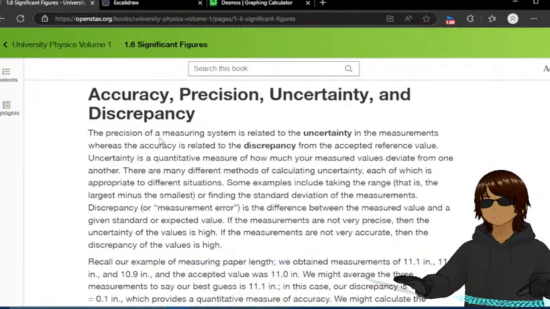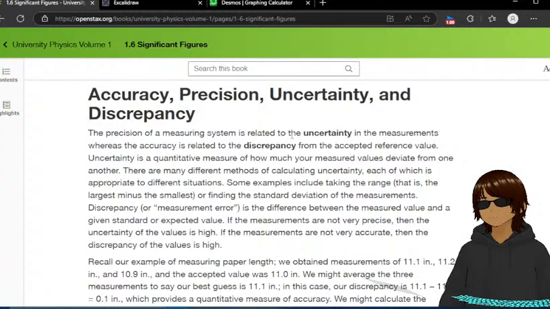The precision of a measuring system is related to the uncertainty in the measurement, whereas the accuracy is related to the discrepancy from the accepted reference value. Uncertainty is a quantitative measure of how much your measured values deviate from one another. There are many different methods of calculating uncertainty, each of which is appropriate to different situations. Some examples include taking the range or finding the standard deviation of the measurements.